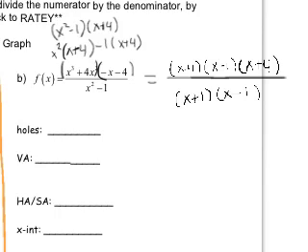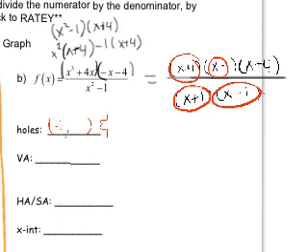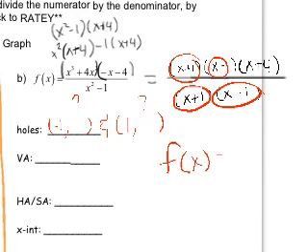If you look, you have x plus 1 on top and bottom, so that gives you a hole at negative 1, comma, something, I don't know. And x minus 1 top and bottom gives me 1 comma something. So how am I going to figure out these somethings? What is the function I'm going to consider to find out those somethings? Just x plus 4. That's all I have left.